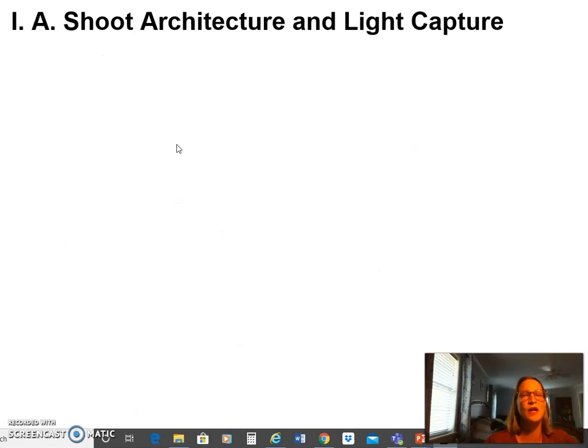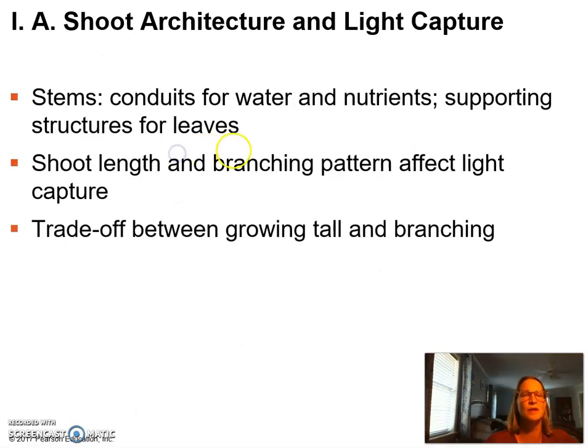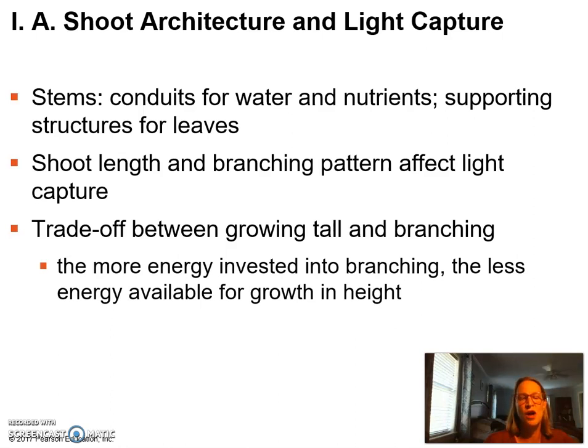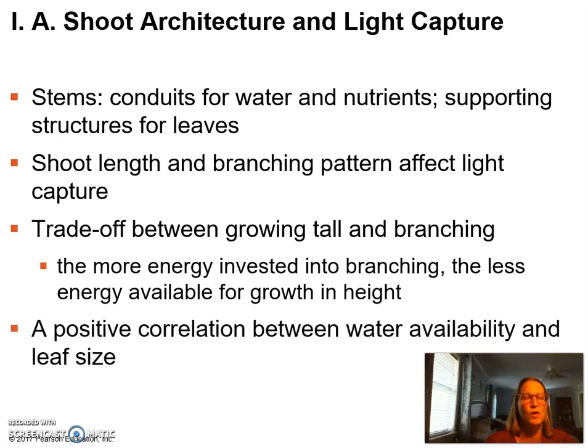So one of the things we talked about was the trade-offs between the height and the branching pattern of the shoots, and what the benefits are of growing tall versus branching off. We talked about how larger leaves require more water. They are better at doing photosynthesis, but one of the trade-offs of being larger means they require more water, and so they can only exist with large leaves in certain environments.